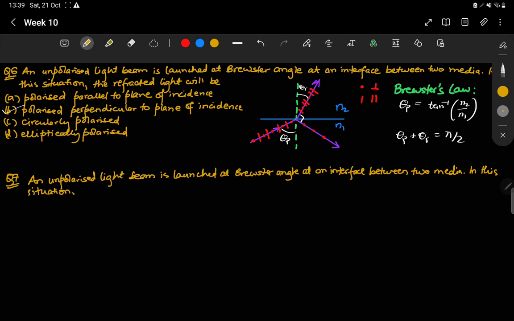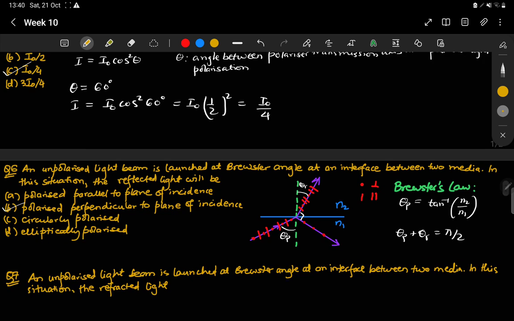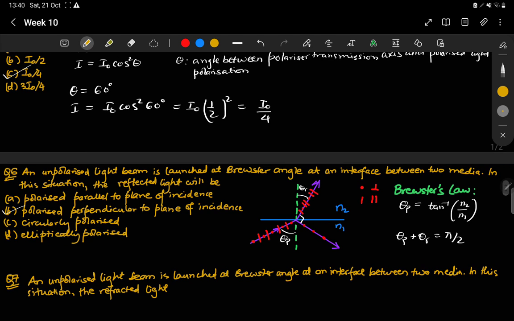Sorry, I made a mistake over here. This is not refracted light, this should be reflected light. I'm really sorry about that. Let me correct myself once again. The previous question was for reflected light, this question is for refracted light. So in the previous question, it was about reflected light.